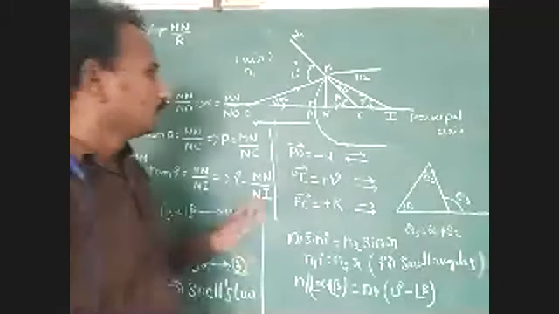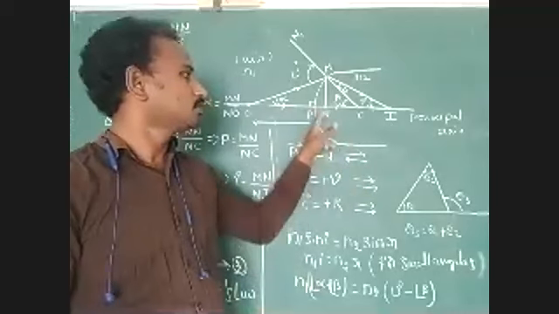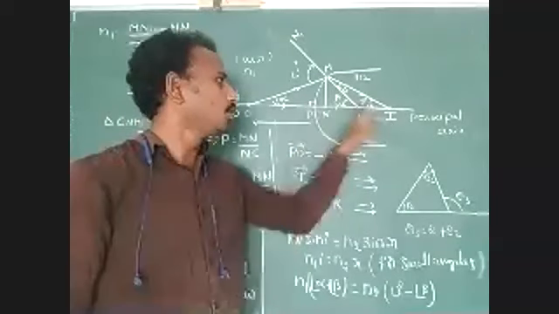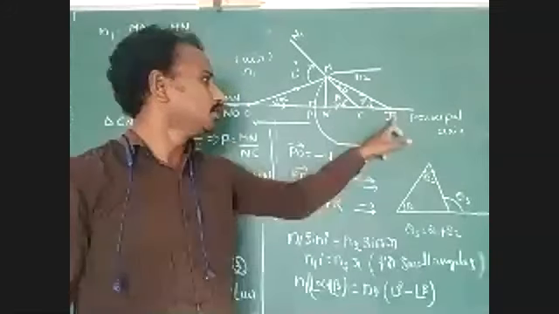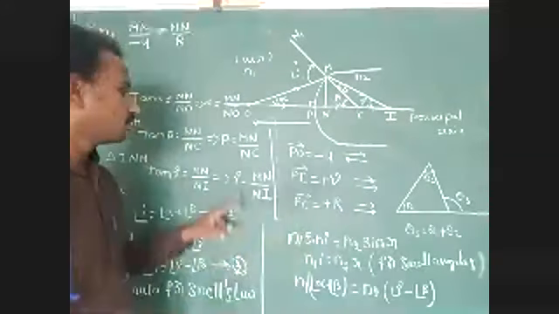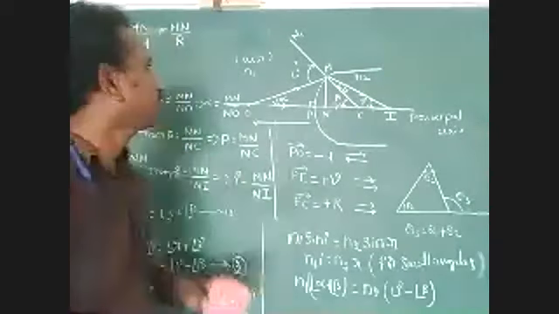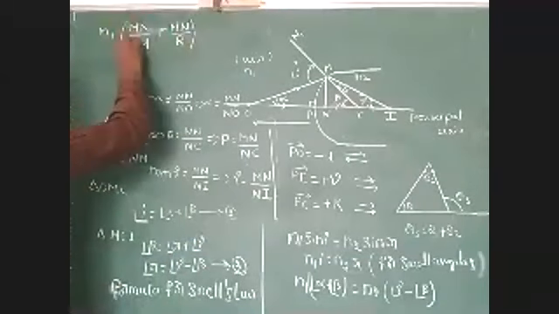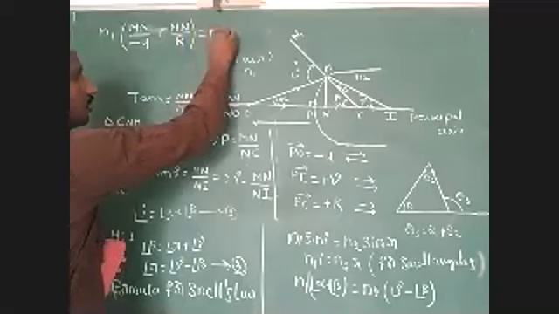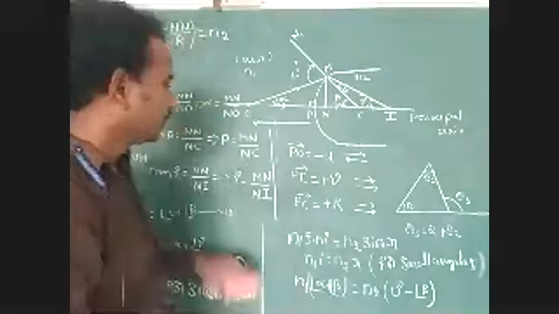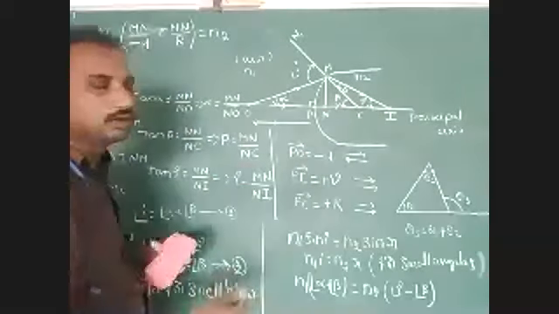Next, now we have to find the image distance. Image distance we calculate from the pole to the image formation point. This PI value equals NI. Here, what is the gamma value? Just listen: MN by minus u plus MN by R equals n2 times angle gamma, here MN by NI, where NI value equals PI.